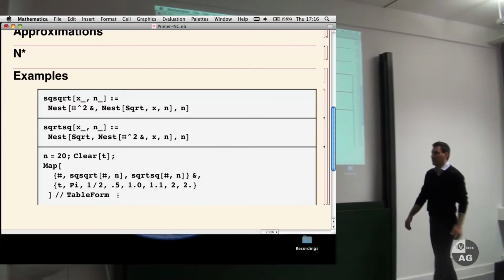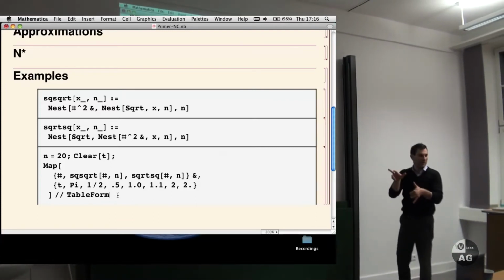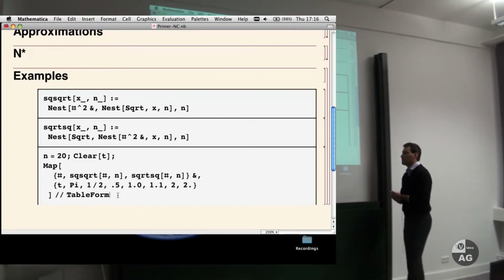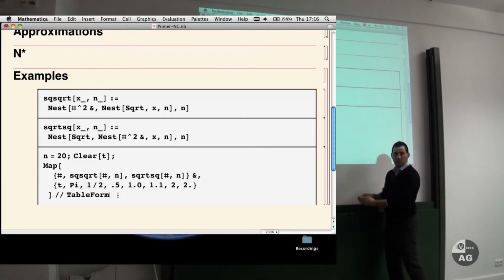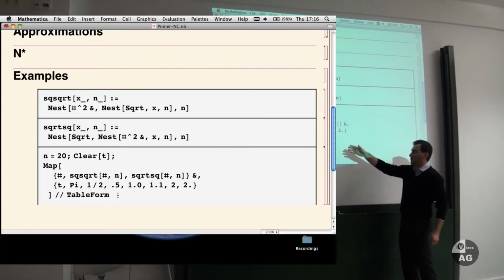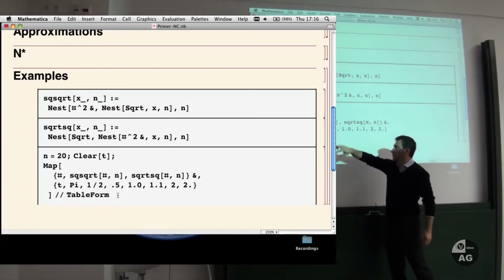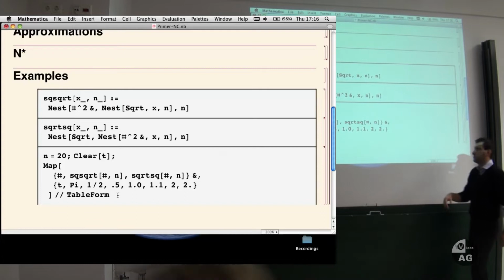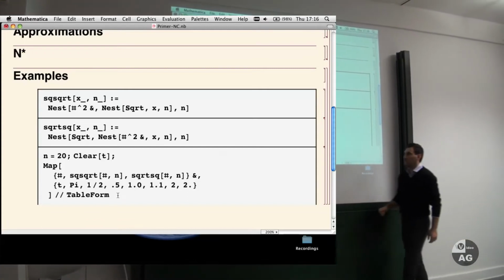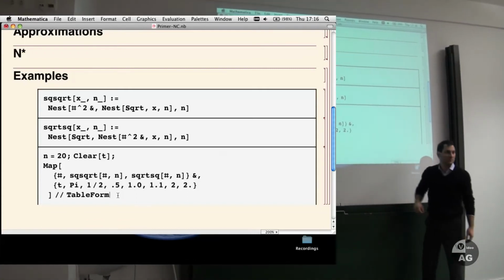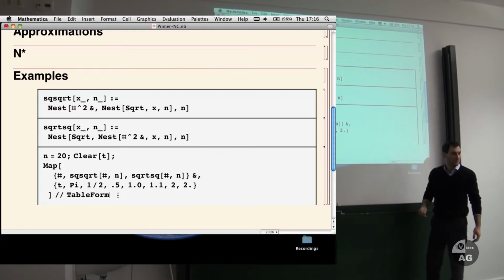Most likely, we're going to have an 8 by 3 matrix. First column will be these entries. Second column will be the result of squares of square roots. Third column, square roots of squares. So, what's going to be the first column? The first row.